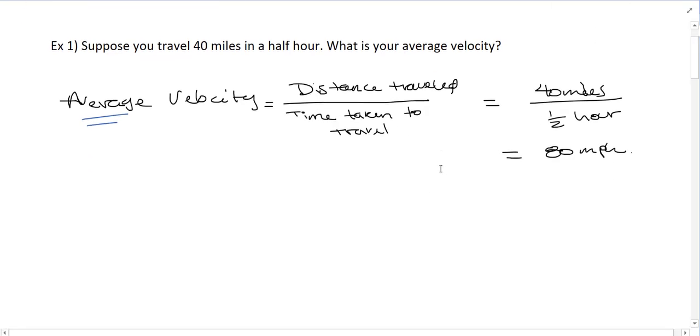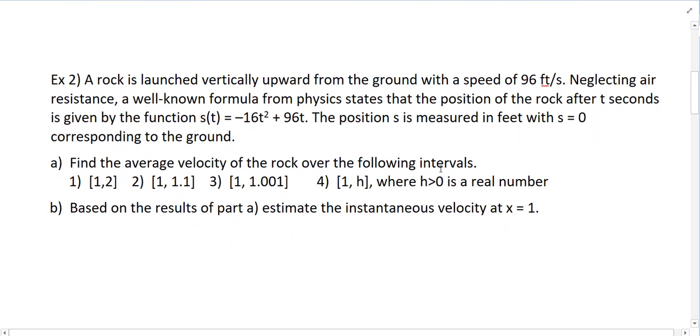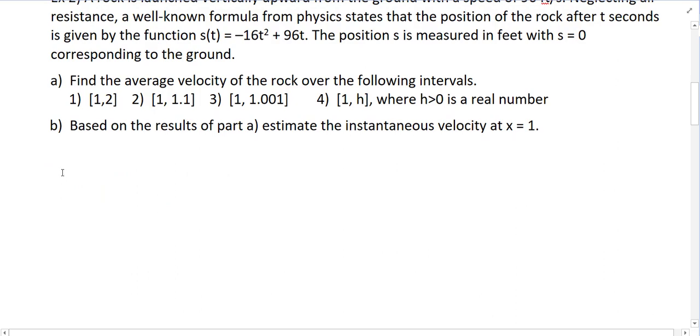So let's look at an example. So we have a rocket launched vertically upward from the ground with a speed of 96 feet per second. And if you ignore air resistance, you'll do that in Calc 3. A formula that gives us the position after t seconds is this for this particular rocket, minus 16t squared plus 96t. The position is measured in feet with 0 corresponding to the ground. So let's find the average velocity of the rocket over the following 4 intervals. All right, so let's start with on 1, 2.